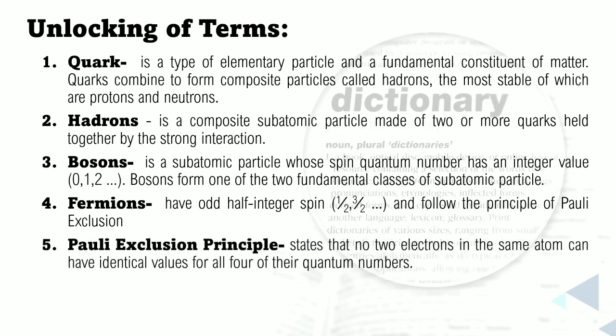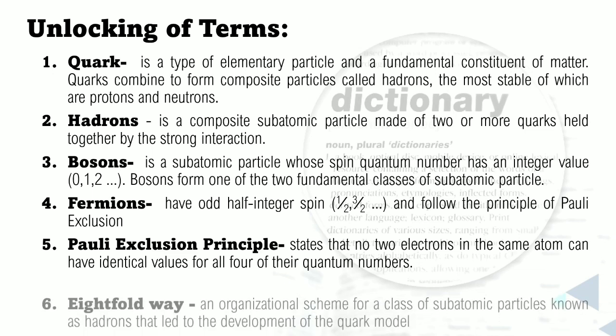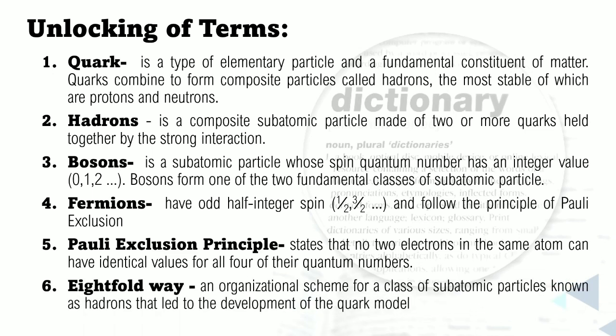Next is the Pauli exclusion principle. It states that no two electrons in the same atom can have identical values for all four of their quantum numbers. And last, eightfold way, an organizational scheme for a class of subatomic particles known as hadrons that led to the development of the quark model.